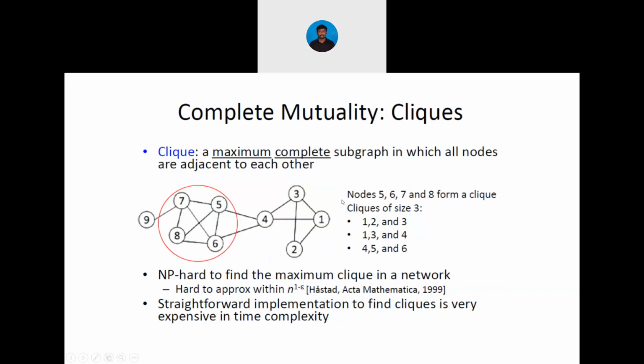This is called a clique. So 5, 6, 7, 8 form a clique. This is another graph, and I also have 3 subgraphs: 1, 2, 3, 1, 3, 4, and 4, 5, 6. That we can call a clique of size 3.